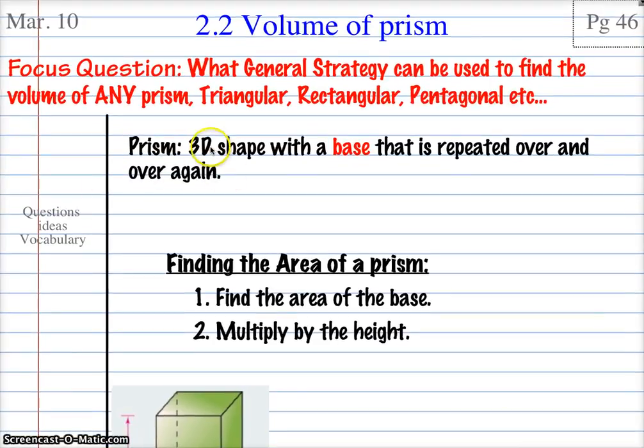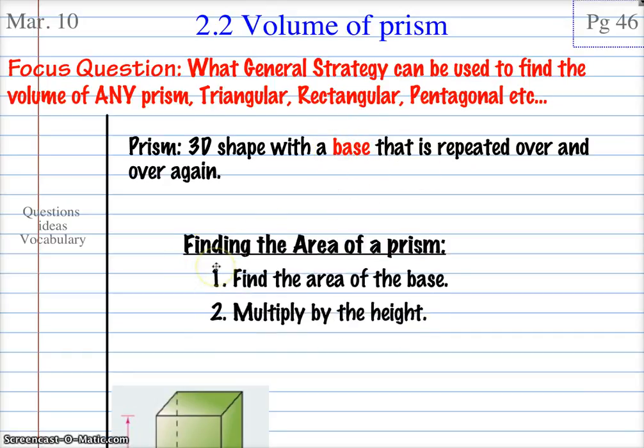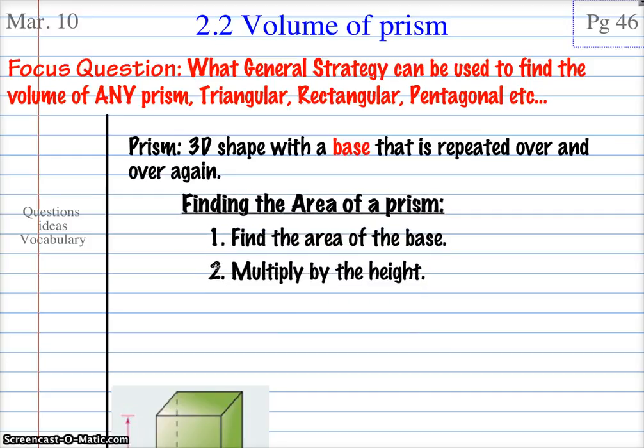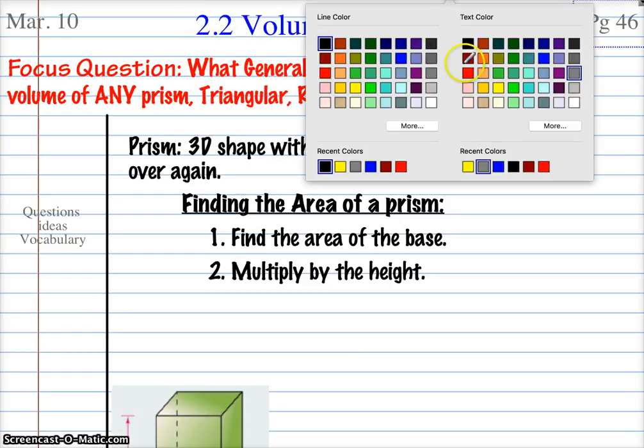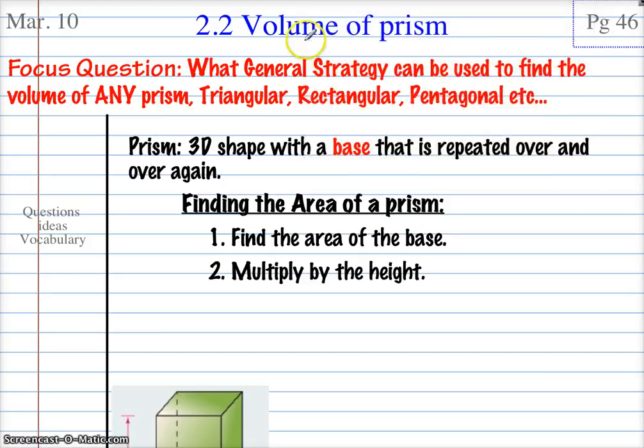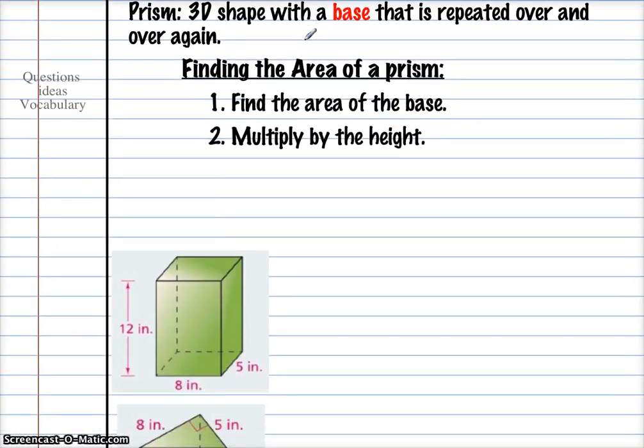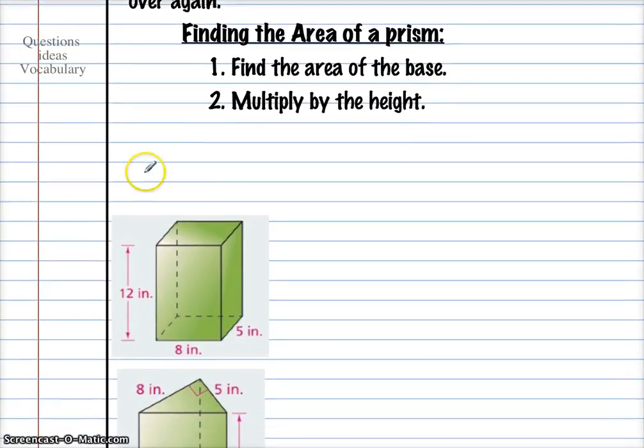Okay, just a very quick reminder, it's a 3D shape with a base, okay, with a base that is repeated over and over and over again. Okay, so this is really easy. Finding the volume of a prism is find the area of the base multiplied by the height. Now this can get confusing if you use the word base as a length or a width. The base in the case of a 3D figure is considered the bottom or the repeated figure.